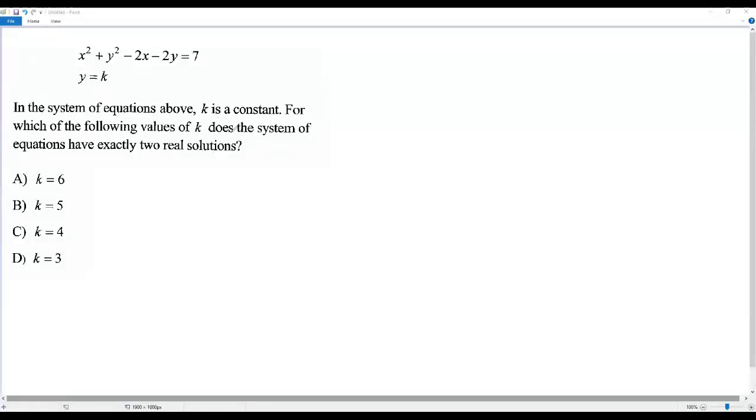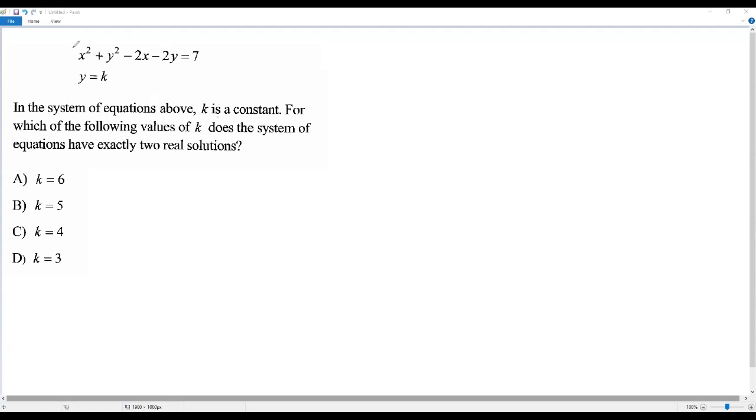Here we have a SAT math problem. Okay, let's go to the question. Here we have a system of equations. x² + 2y² − 2x − 2y = 7, y = k. In the system of equations above, k is a constant. For which of the following values of k does the system of equations have exactly two real solutions?